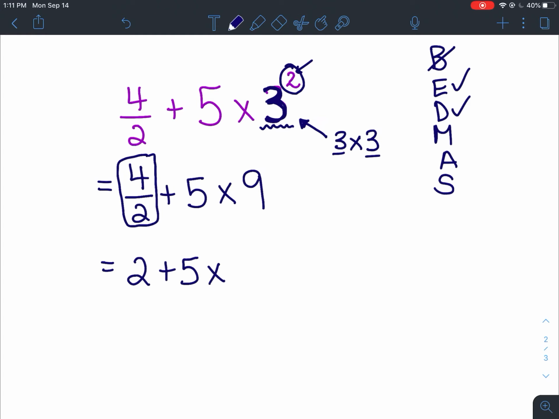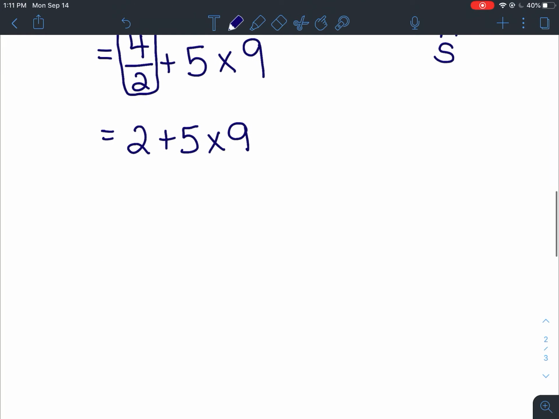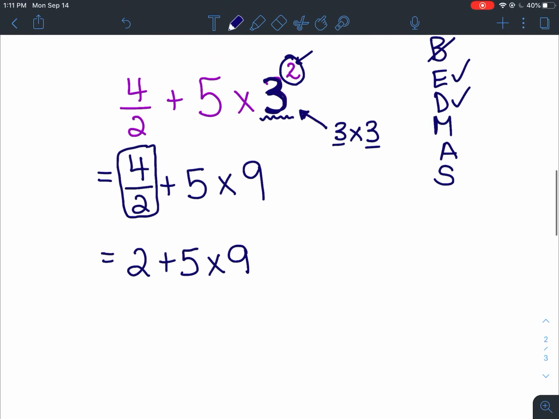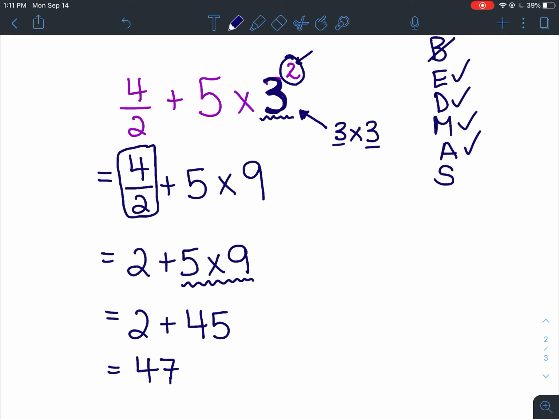Plus 5 times 9. Okay, and multiplication, we have that too. So we're going to multiply 5 times 9, so 2 plus 5 times 9 is 2 plus 45. And finally, addition. 47. No subtraction. So there you go.